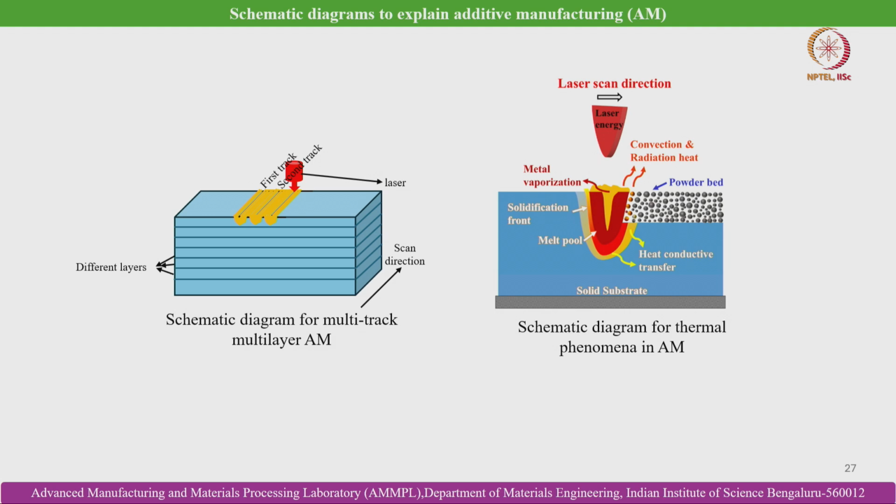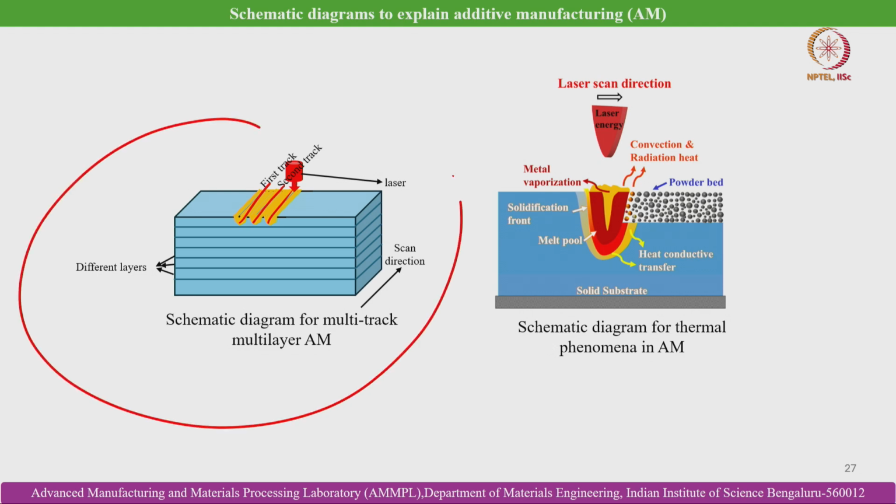So, this is a typical schematic diagram for multi-track and multi-layer AM. You can see that multiple tracks are made, and then over the multiple tracks, multiple layers are deposited. That is why we call it multi-track multi-layer AM. And the schematic diagram of thermal phenomena in AM shows that the thermal conditions prevailing in laser additive manufacturing are fairly complex.